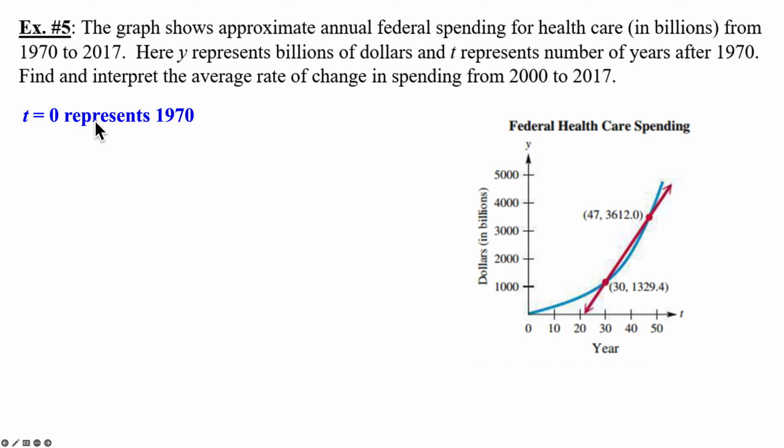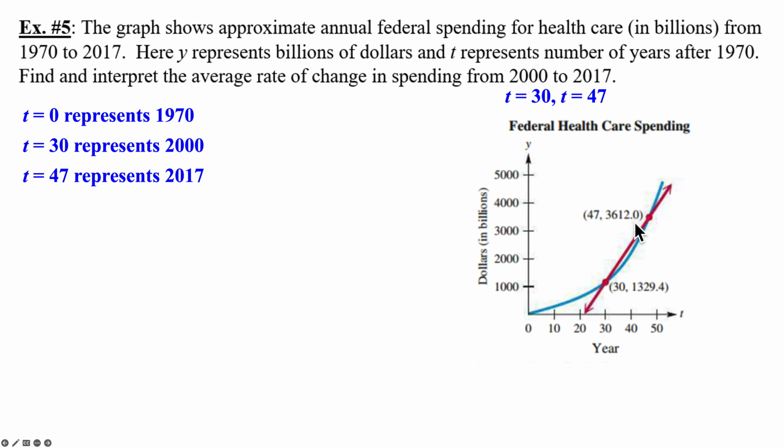All right, let's interpret our numbers here. So 1970 means t is equal to 0. 2000 will be 30 years after 1970, so t is 30. In 2017, add 17 to my 30, that's 47. So notice those are your x coordinates on these two points. Then we'll take our two y coordinates.